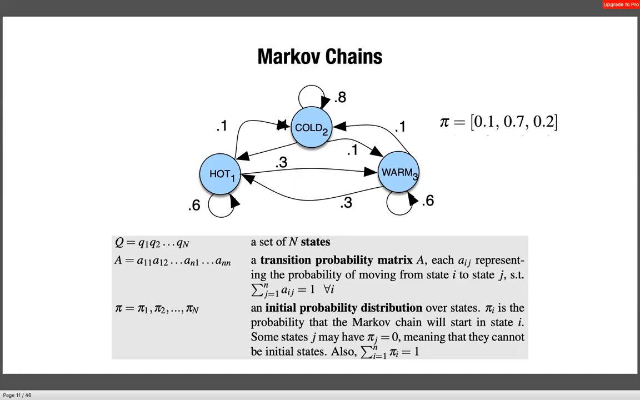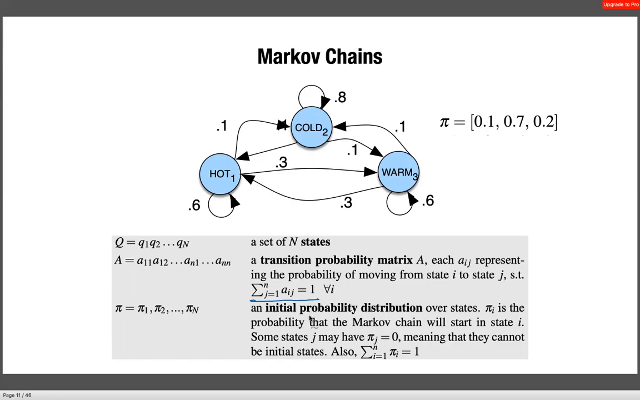And because these are probabilities, the probabilities of all the outgoing transitions from state i should sum to 1. That is this particular expression, right? The sum over all j of A sub ij should be equal to 1 for every state i. And this entire set of probabilities can be written as a matrix, a transition probability matrix.